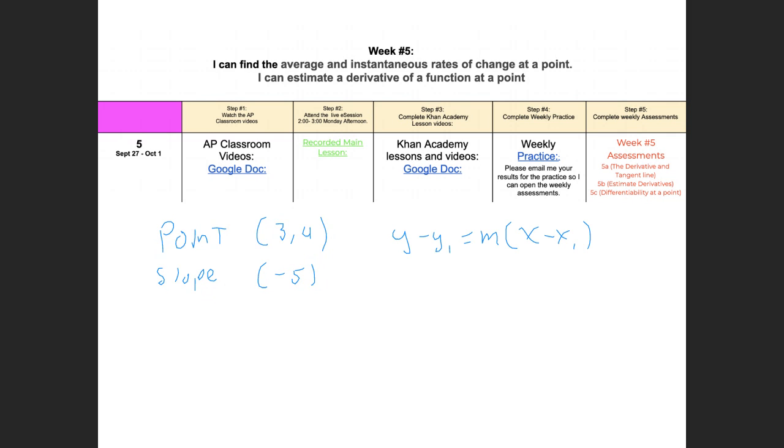Okay, so here's my x1, y1. Here's my slope, so you just plug it in. So it's y minus 4 is equal to negative 5, x minus 3. There's my equation in point-slope form.